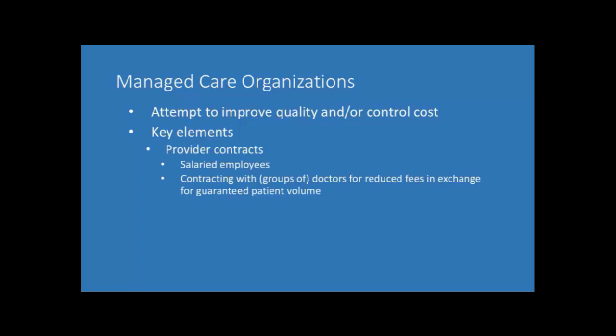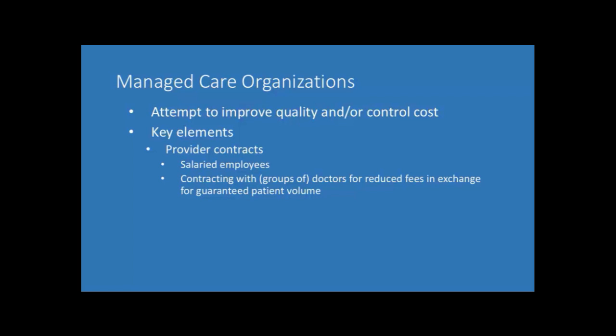And one of the solutions that evolved actually in the early part of the century but became really popular in the 80s and 90s in the United States is managed care. So this was, in theory, an attempt to improve quality and cost at the same time. The key elements of managed care are three.